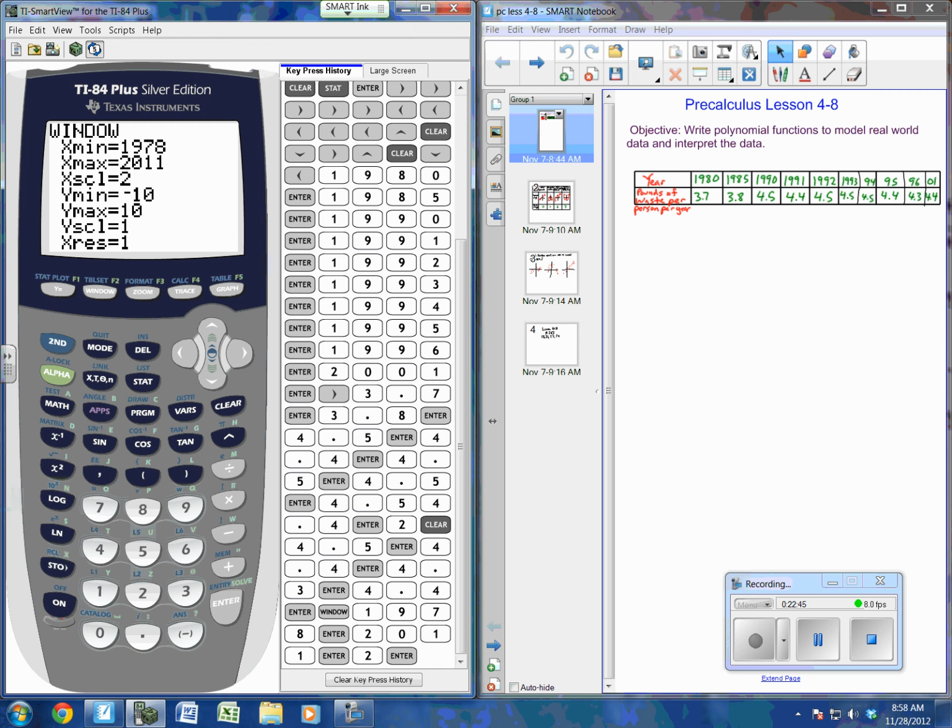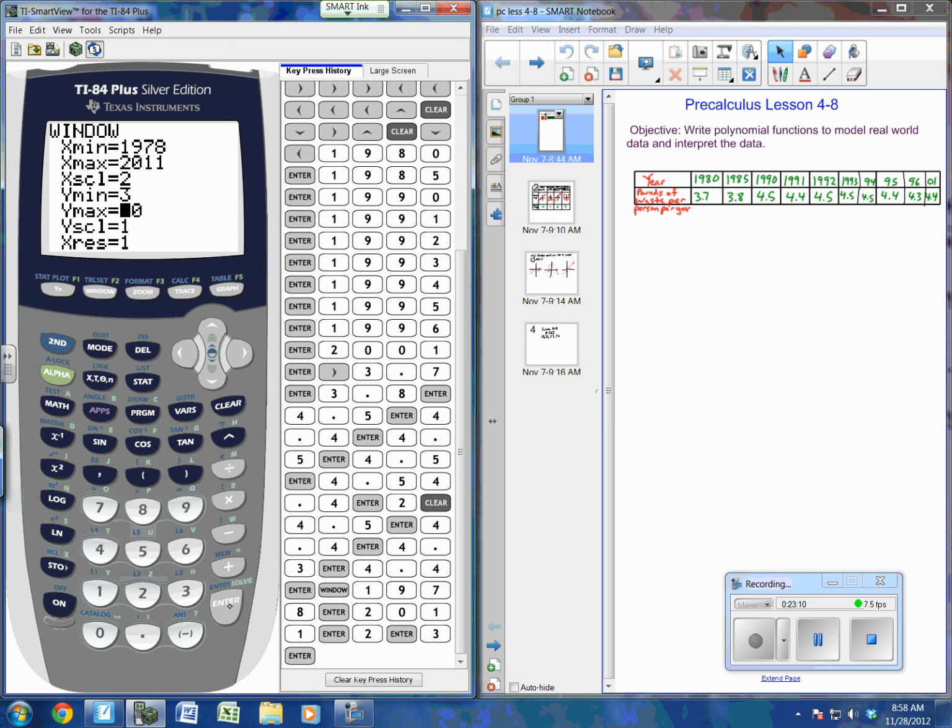For my Y min, my lowest value is 3.7. But it looks like there might be a trend that the pounds of waste per person is going down slightly. So we are going to guess that and start maybe at 3. 3 pounds per person is my min. My max, the most that it is, is 4.5. Maybe we'll go a little bit higher than that.